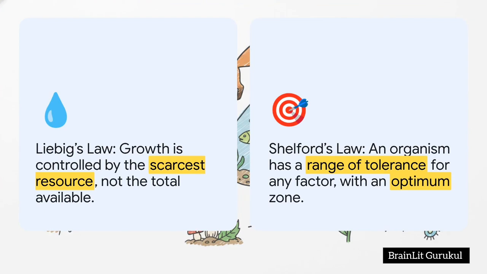Okay, so on one side, you have Liebig's law of the minimum. The bottom line here is that your growth is controlled by your scarcest resource. It's all about what you have the least of. Then, on the other side, you have Shelford's law of tolerance. This is about conditions. It basically says that for anything, temperature, pH, whatever, there's a just right Goldilocks zone. Too much or too little, and things get really stressful or even impossible.